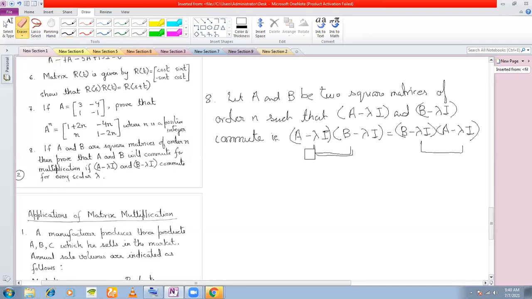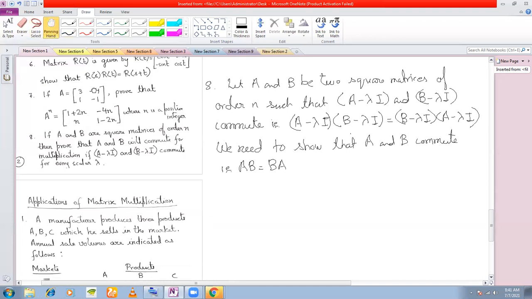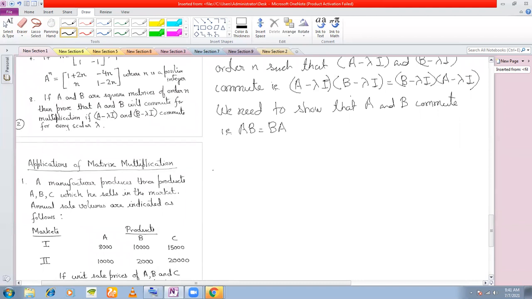What do we need to show? We need to show that A and B commute. Now, what do you mean by A and B commute? That is, AB is equal to BA. That is, we need to show, right? So let us start with what is given here.